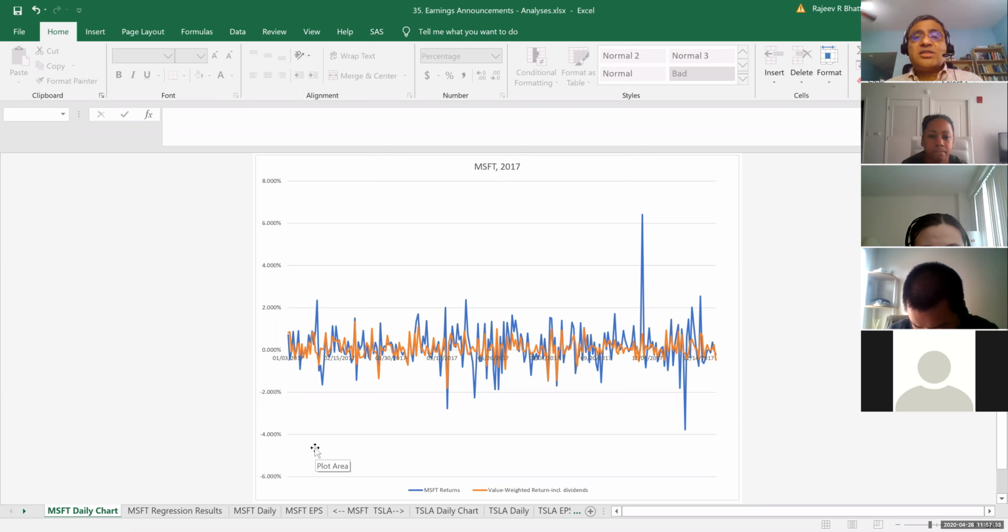But Shing, this is kind of what you were discussing earlier. Look at the level of volatility. The blue returns are the Microsoft, and the orange returns are the markets. And the markets, as you can see, as we have seen before, is much less volatile than Microsoft's.